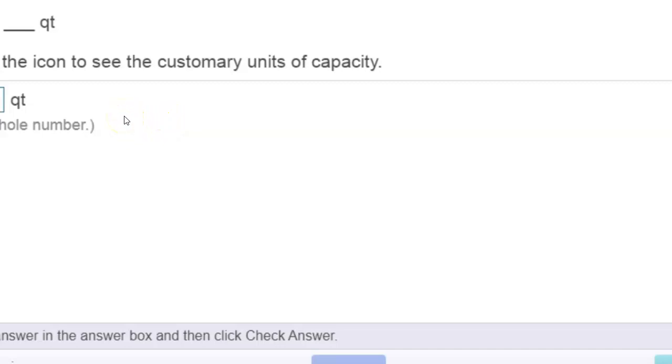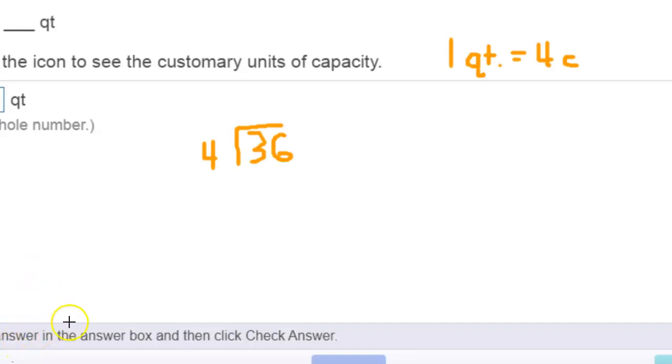Now, I'm going from cups to quarts. Cups is smaller than quarts. So if I'm going from something small to a unit that is larger, will I multiply or will I divide? I'm going to divide. Hopefully that's what you said. I can't hear you.